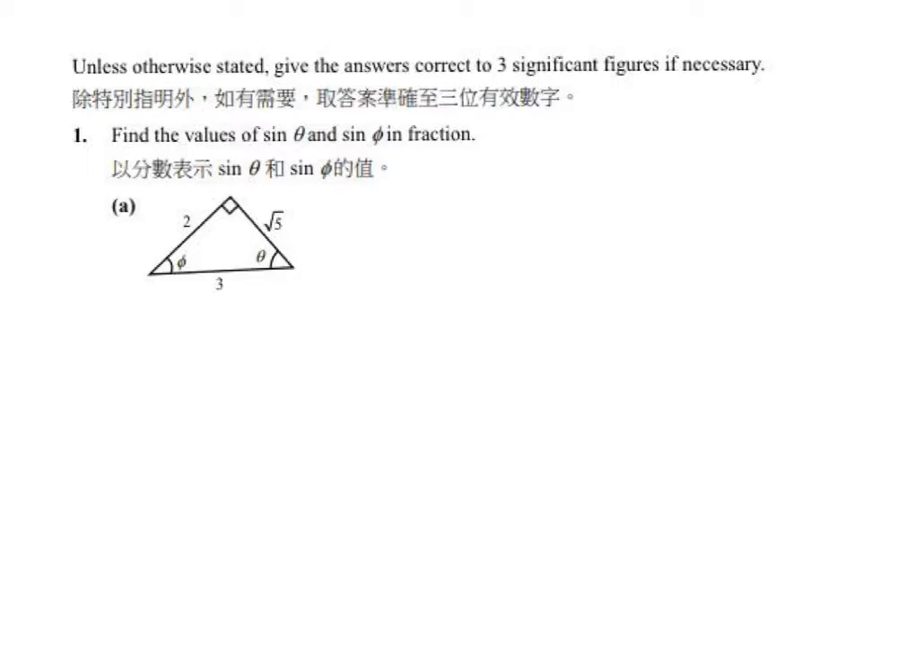Okay, so let me explain how to do it. First of all, read the question. Find the values of sine theta and sine phi in fraction. So we're looking at sine theta first. As we understand, the definition for sine theta is equal to the opposite side of theta over hypotenuse.